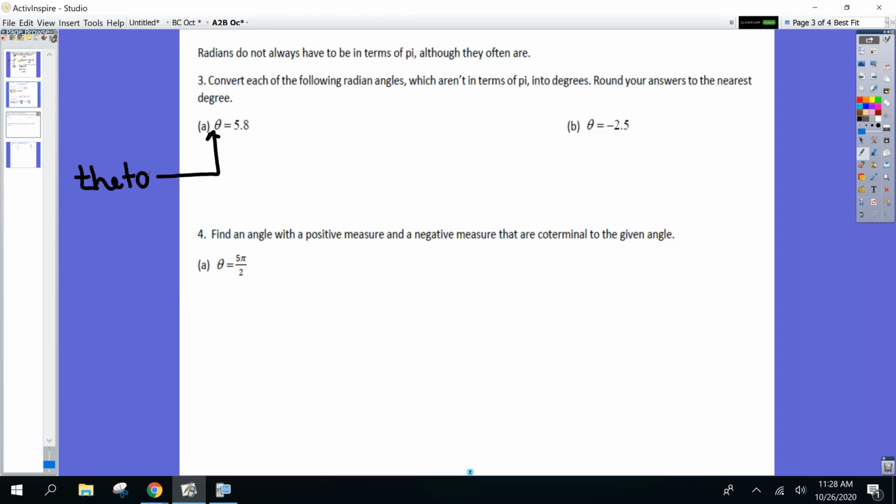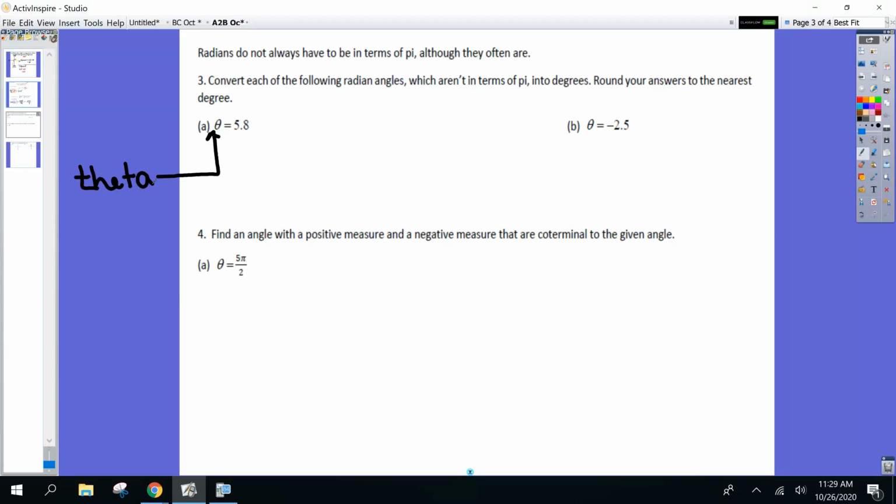This is one that will stick around for a while. Theta. And remember, don't get freaked out. All it is is a variable. It's like X. It's like Y. It's just a variable in Greek symbols. So they're saying I have 5.8 radians. How many degrees is it?